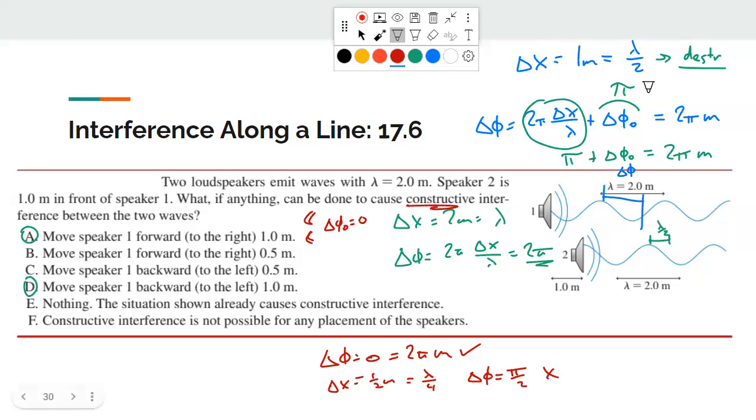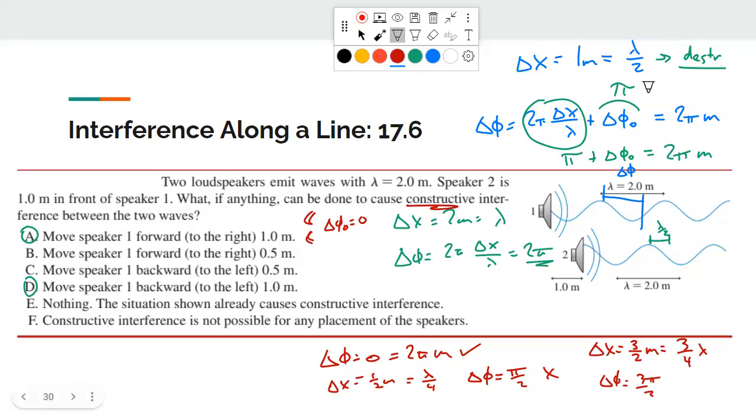We could do option C, which again is 0.5 meter, but now to the left. So this is going to cause our delta x to be 3/2 meters. Our wavelength is 2, so this is 3/4 lambda. So this would cause a delta phi of 3 pi over 2, which again is not going to cause constructive interference.